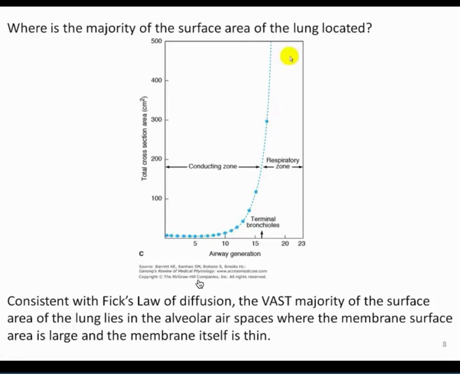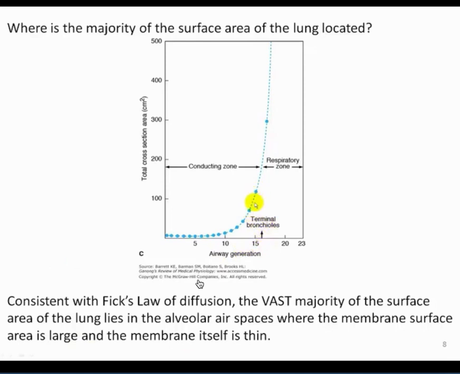So the vast majority of the surface area of the lung lies in the alveolar air spaces, where the membrane surface area is large. As far as the actual number, the total surface area of the lung is estimated to be about 75 meters squared. That's about the size of a tennis court, if you could lay it out and get a sense of how big it is. So that's the diffusion capacity, 75 meters squared.